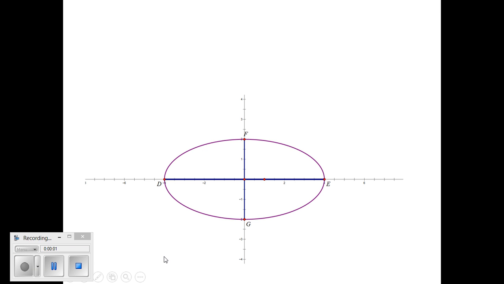All right, guys, here we go. We're going to start talking a little bit more definitively about our ellipses.